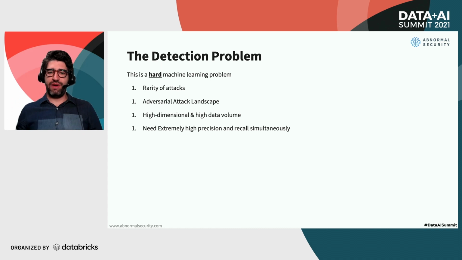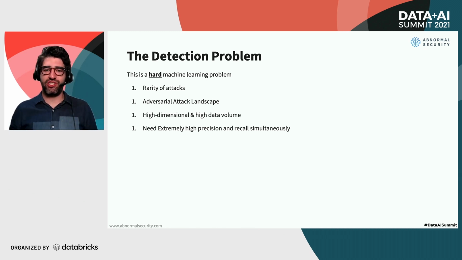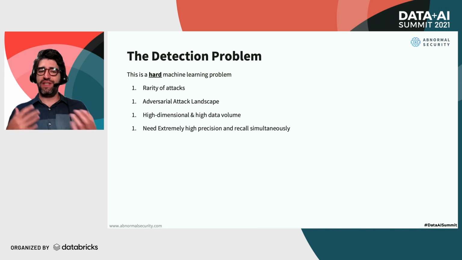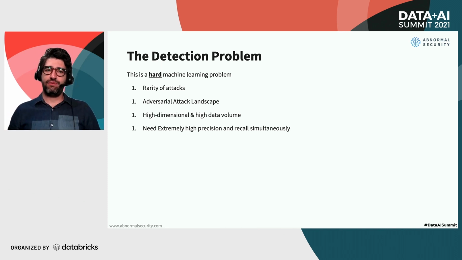Additionally, it's a very high dimensional problem. There's tons and tons of data available in even a single decision: all the text in an email, the headers, the past communication patterns, images, links, attachments, et cetera. And a very high data volume. We have millions of emails we're trying to monitor. And then we need extremely high precision and recall at the end of the day. Every false negative means an attack that gets through. Every false positive means a possibly important email that gets stopped.